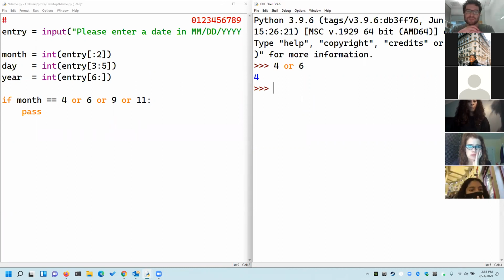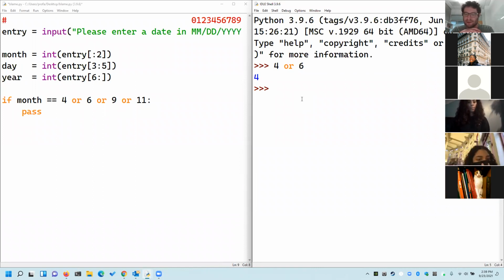There are multiple ways to condense this, and I'll show you after you do it the long way. 4 or 6 gives you 4. Okay. 6 or 4 gives me 6. Okay. 4 equal to 4 or 6, true. 5 equal to 4 or 6, that doesn't do what you expect, right?